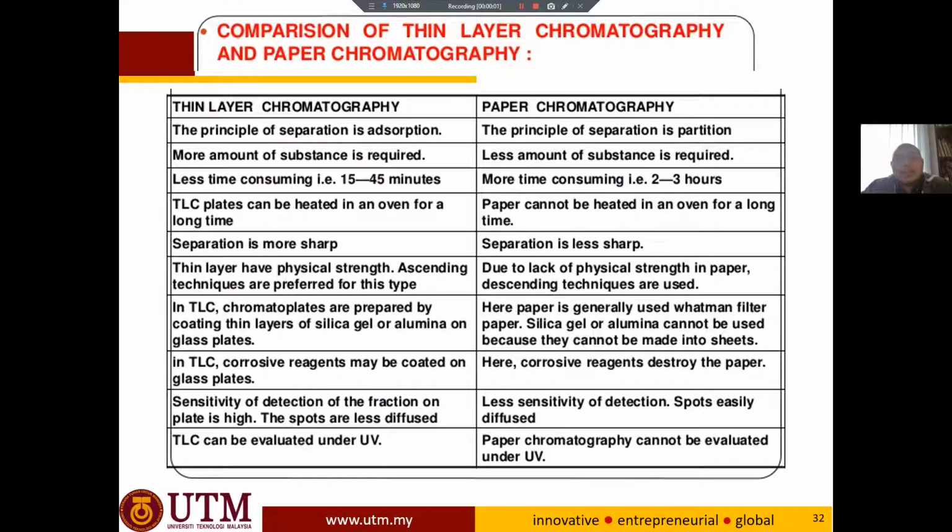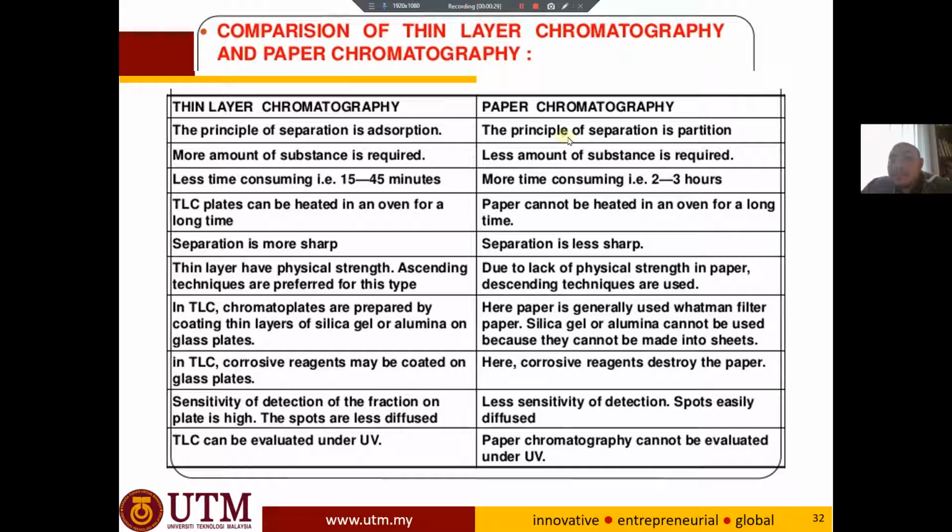Okay, let's continue. Before that, good afternoon. Let's look at the differences between thin layer chromatography and paper chromatography. In thin layer chromatography, the principle of separation is by adsorption. It means that the analyte interacts with the stationary phase of the TLC, which is solid. So the interaction is on the surface of the stationary phase, which is the solid particles.